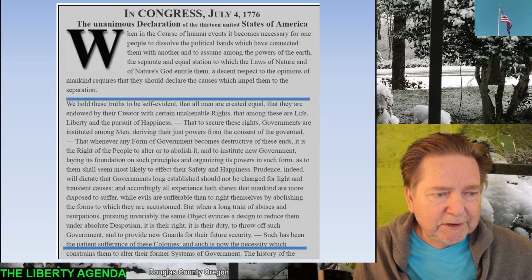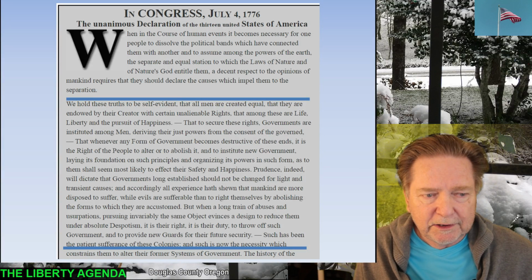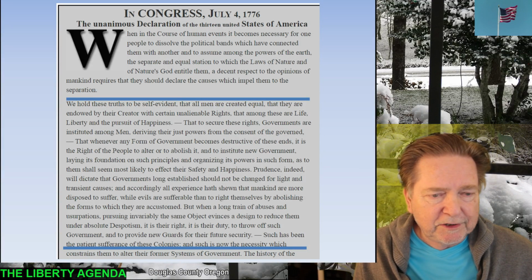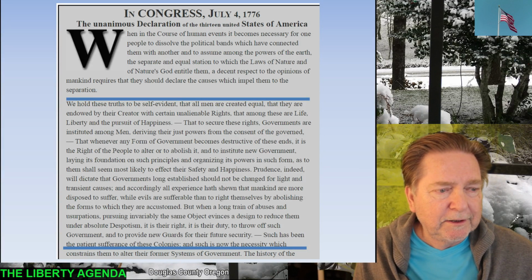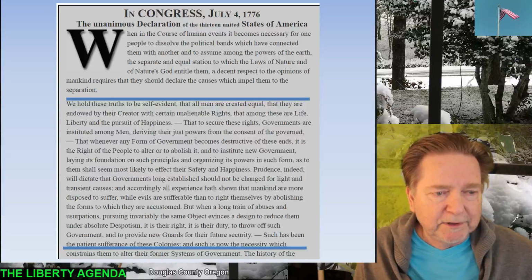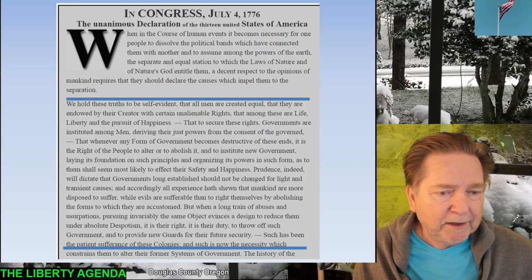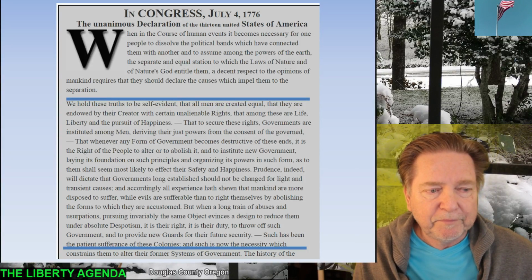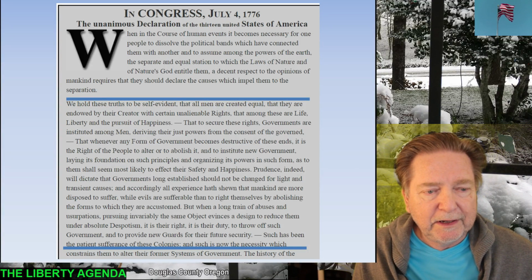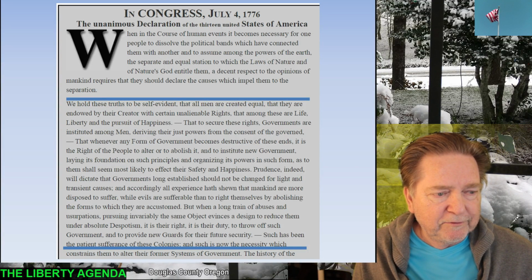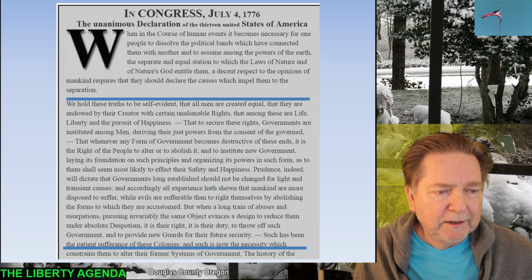Prudence, indeed, will dictate that governments long established should not be changed for light and transient causes, and accordingly all experience has shown that mankind are more disposed to suffer, while evils are sufferable, than to right themselves by abolishing the forms to which they are accustomed.